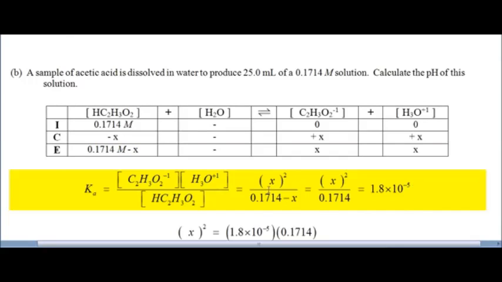But you'll notice as we go from this step right here that the minus x is taken away. This is known as the 5% rule. On every AP exam question, you may use the 5% rule.